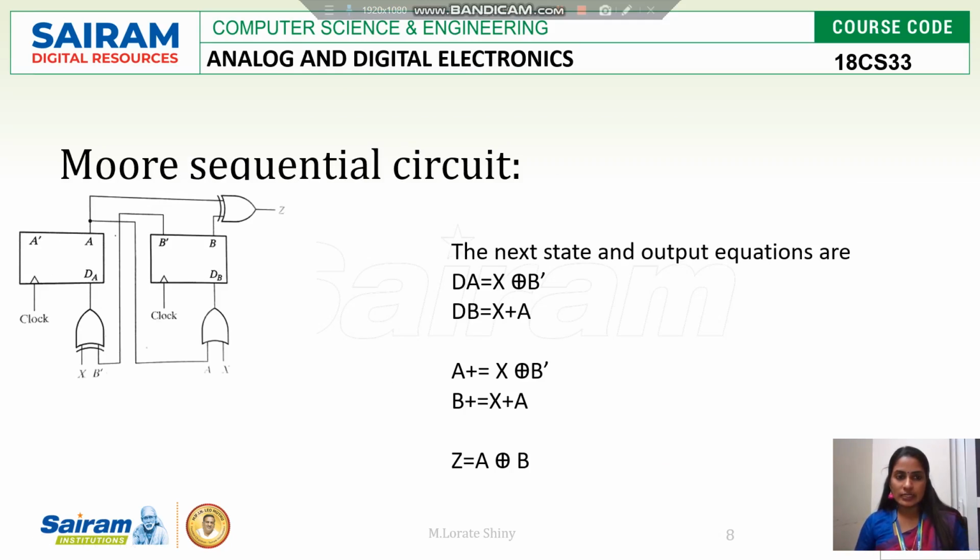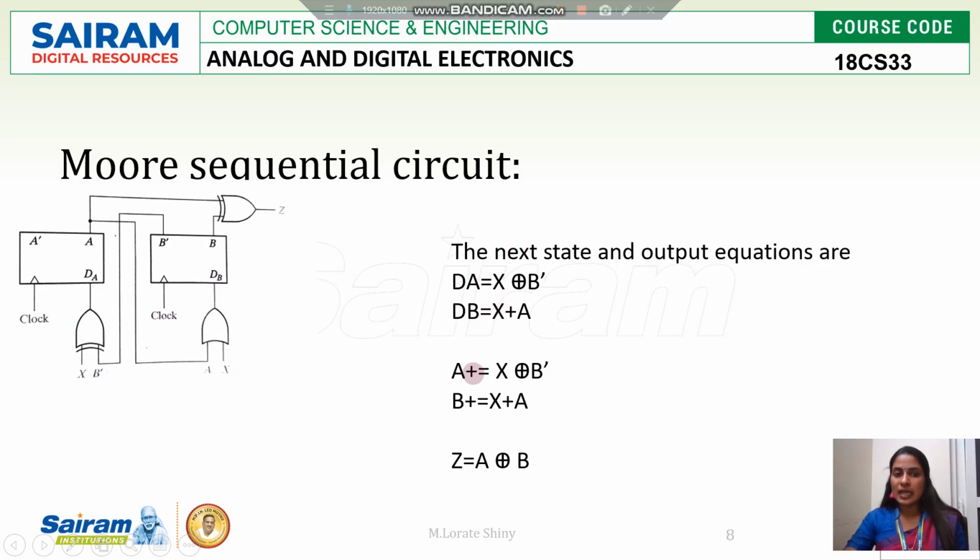One more sequential circuit is taken. You can see here D flip flop is used, so inputs are DA and DB and output is Z. Now the next state and outputs of this circuit: we know the next state of D flip flop, Qn plus 1, is equal to D. Okay, this is the characteristic equation of D flip flop. So I need DA value. DA is X XOR B bar. DB is equal to A or X.